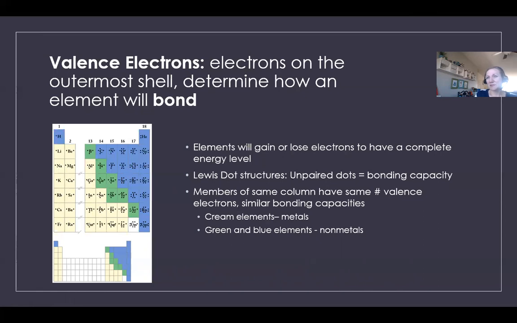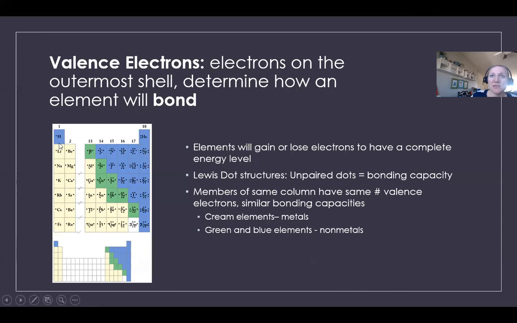I don't think our text really talked a lot about Lewis dot structures, but basically they are symbols that show how many valence electrons there are. I think this helps as you're working with chemistry and trying to figure out how an element will react, how it will bond. These valence electrons are so crucial in determining how that element will bond or interact with other elements. So the big idea is that elements are going to gain or lose electrons in order to obtain a complete energy level.